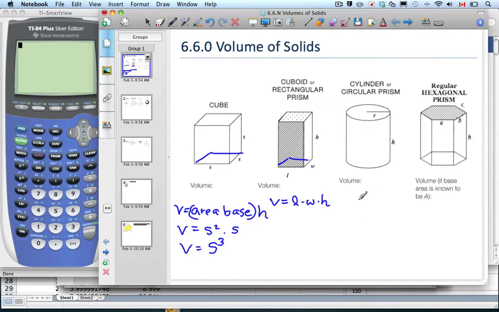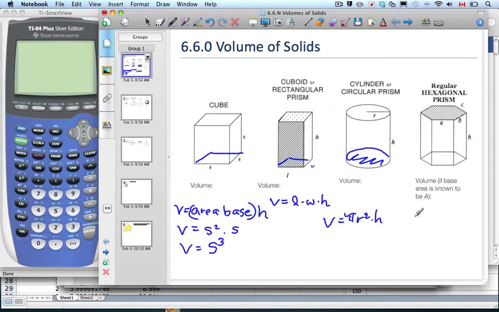All right, then we're over here to the cylinder, and again, area of the base. We think how we take the area of that. And that's just a circle, and that's pi r squared. So the base is the circle times the height.